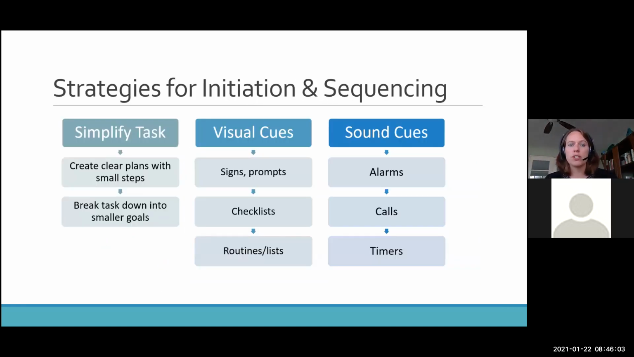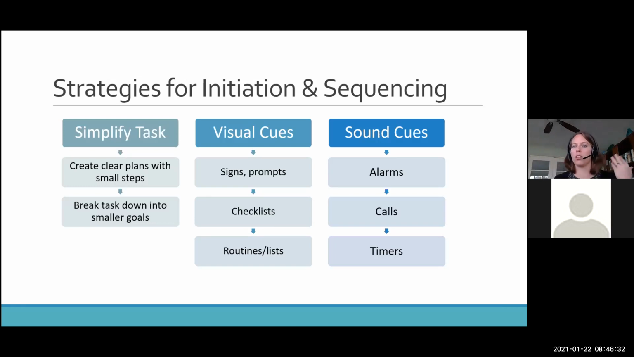So some strategies, again, for initiation and sequencing. I think some of these are going to start to look familiar here. Simplifying the task, breaking it down into smaller steps and smaller goals. This is really, I think, an effective strategy for everyone, especially when learning something more complex or new, just focusing on a few steps at a time. Visual cues can be really helpful for helping people get started and staying on task.